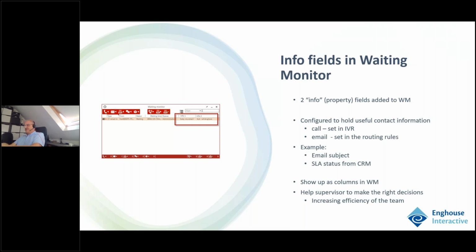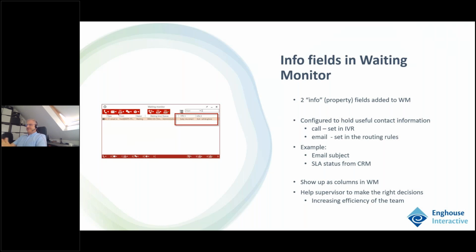Other examples are an SLA status from a CRM system, VIP status of a customer, his balance on his bank account. I mean, if that's the kind of thing your agents need to know when somebody's calling, you can add those kinds of information in there.